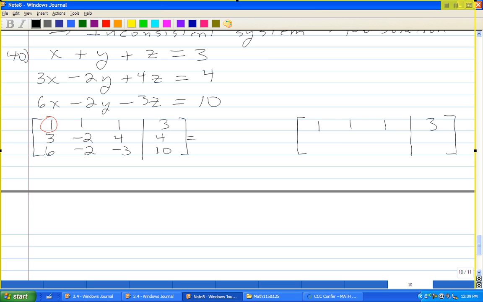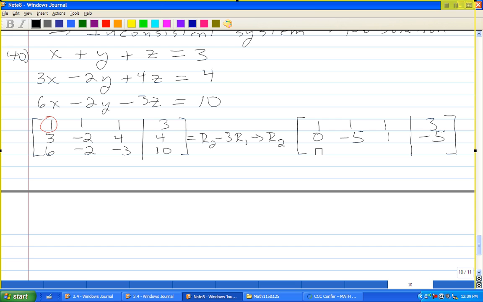And when we hit the second row, let's subtract 3 times the first row from the second row. 3 minus 3 is 0. Negative 2 minus 3 is negative 5. 4 minus 3 is 1. 4 minus 9 is negative 5.